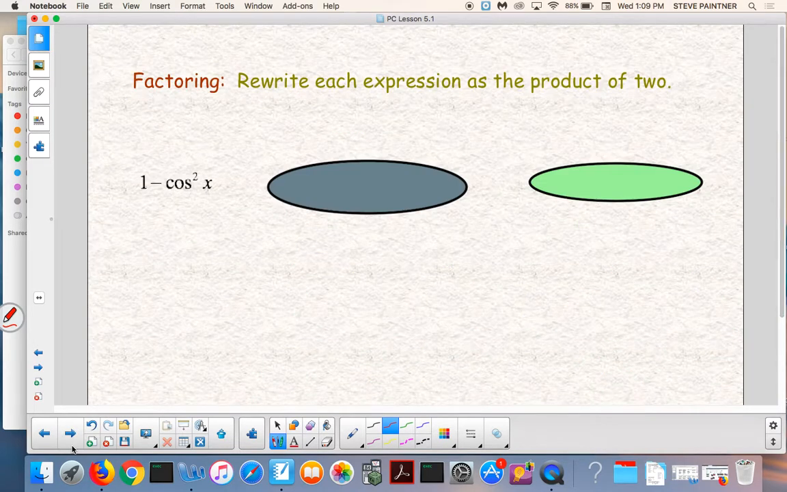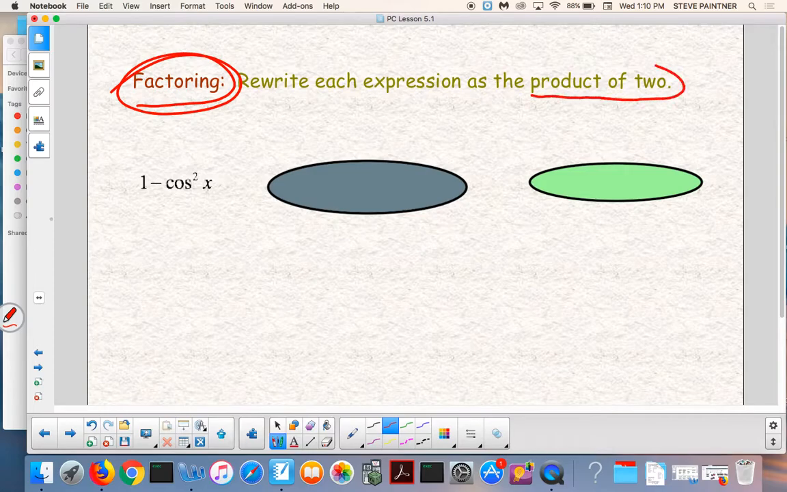So does factoring really help us here? I just factored out the common factor. It does help. Rewrite each expression as the product of 2. Product of 2 just means factor them. Okay, I want something times something. So 1 minus cosine squared. Will you please factor? I'm not going to say anything. Go back to algebra 1.